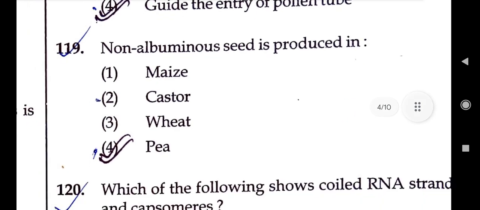119 number question. Non-albuminous seed is produced in. Mainly the non-albuminous seed is produced in P. Okay, students, option 4 is the correct option, that is P. Let's see the other options. Option 1, maize. Option 2, castor. Option 3 is wheat. Options 1, 2 and 3 are wrong. Option 4 is the correct option, that is P.